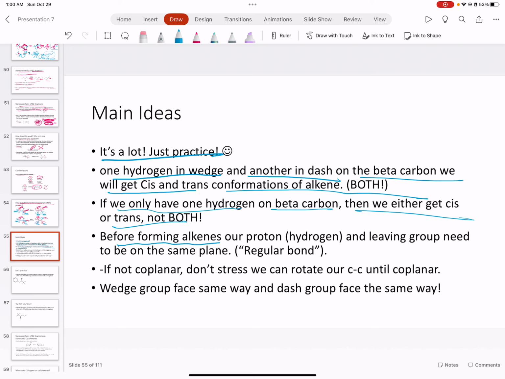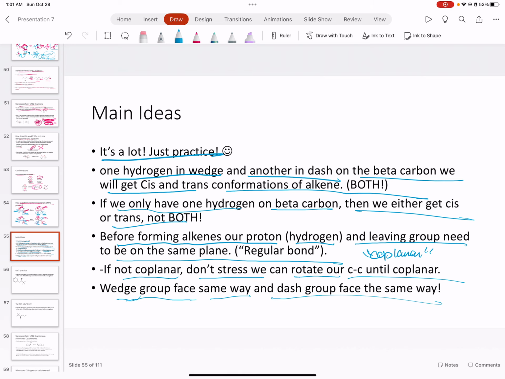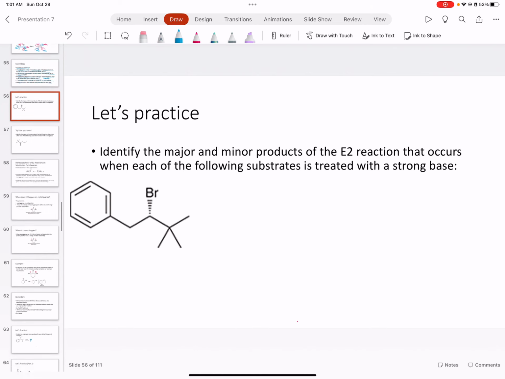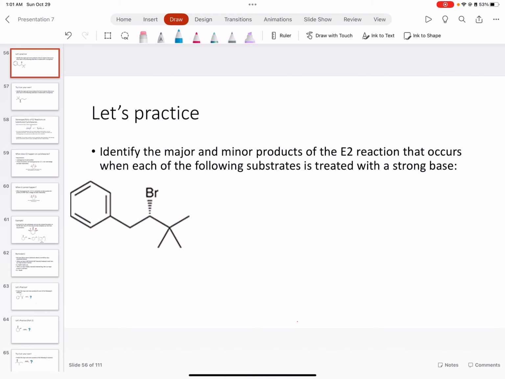Before forming alkenes or parent, the hydrogen and leaving group need to be on the same plane, on regular bonds. So that goes with that coplanar thinking. No wedges and dashes. If not coplanar, don't stress, we can always rotate it until our carbon-carbons are coplanar. Wedge groups face the same way and dash groups face the same way. Okay, so give me a second.